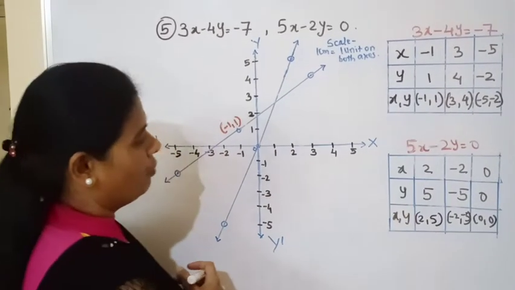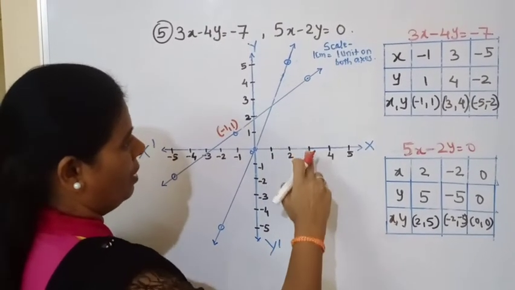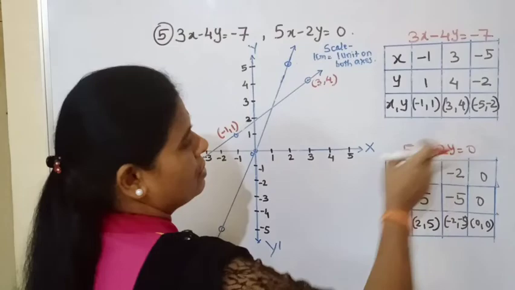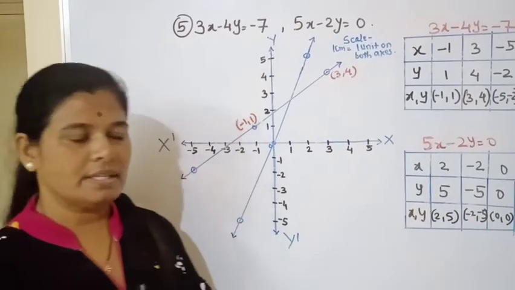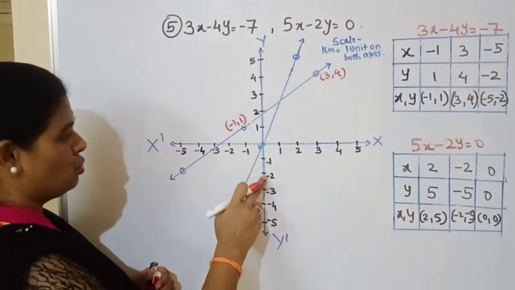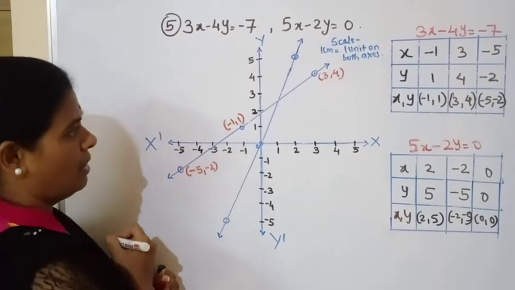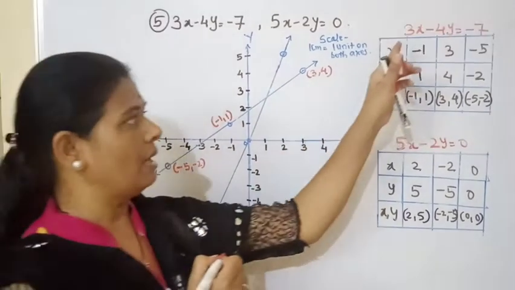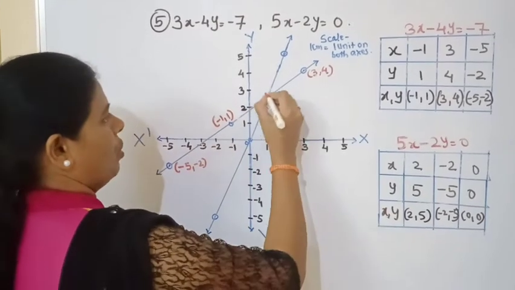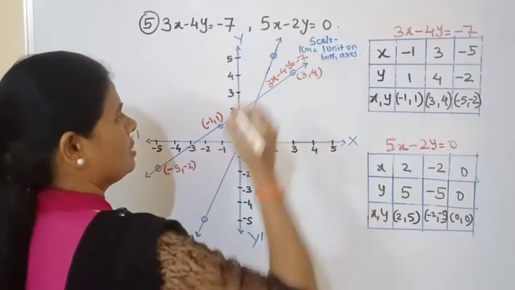Second point is 3 comma 4. X axis 3 and y axis 4. So you can see here 3 comma 4. This is our second point. Third point is minus 5 comma minus 2. X axis minus 5 and y axis minus 2. So this is our third point, that is minus 5 comma minus 2. Now this line is of which equation? That is 3x minus 4y equal to minus 7. So we will write the equation on this line: 3x minus 4y equal to minus 7.